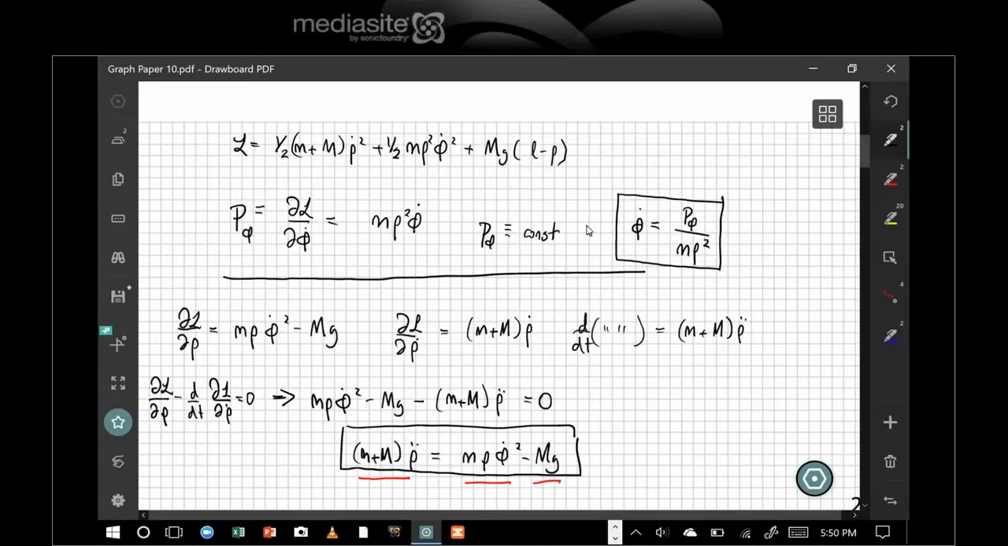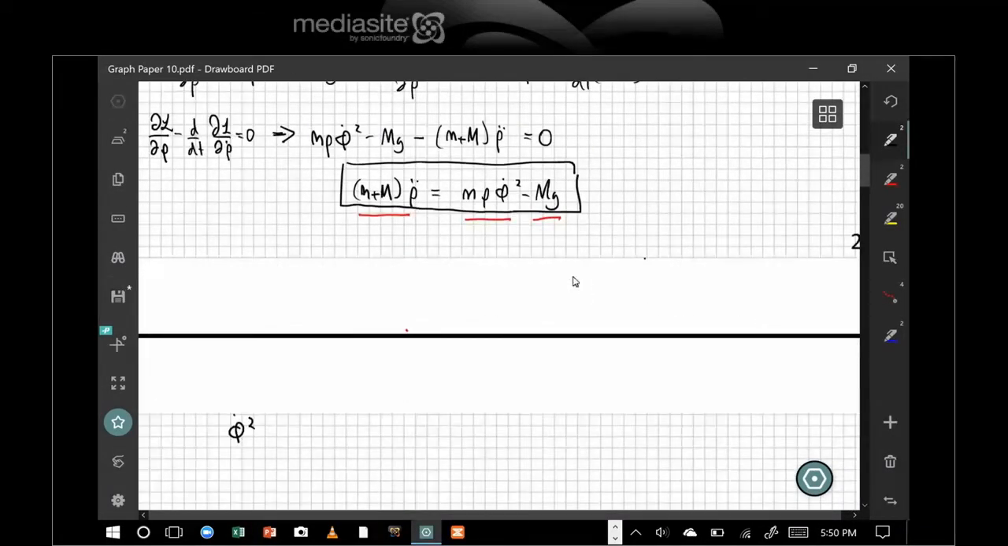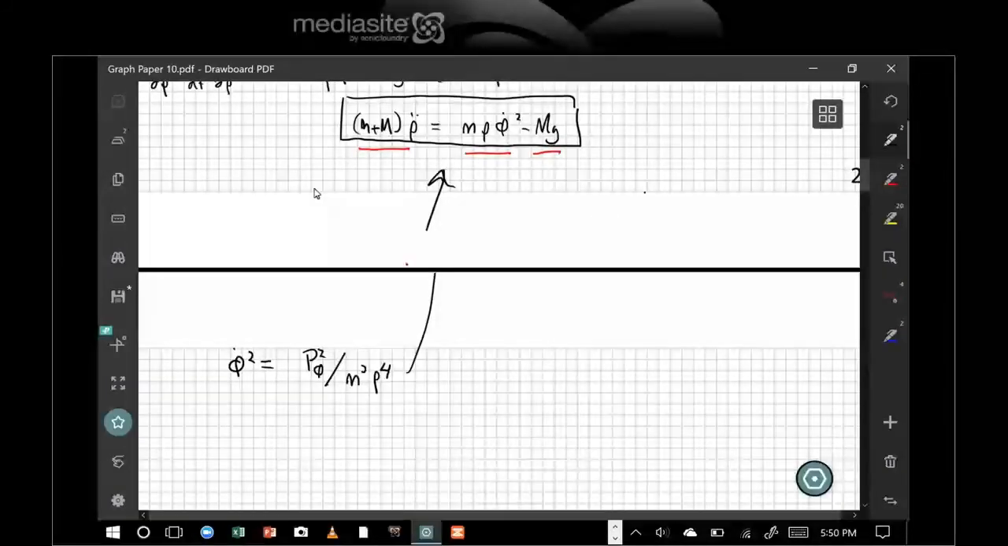V dot is equal to this thing here. Let's square it, because I have a square in this guy. So V dot squared is equal to P phi squared divided by m squared rho to the fourth. Then I'm going to stick that into this equation here.